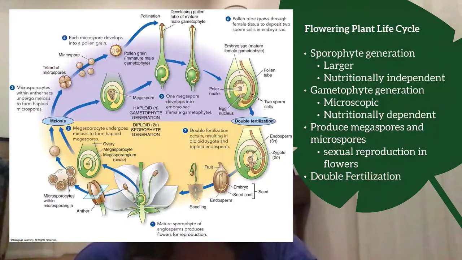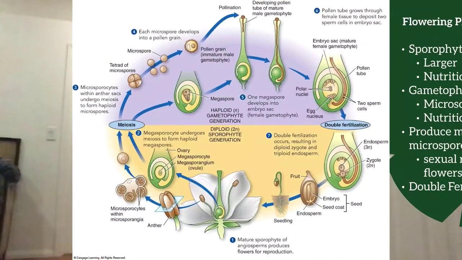The flowers are the sexually reproducing organs. And now we're going to see something called double fertilization. So this will be easier to explain as we go around the cycle. If we start at the bottom with the big flower, you see the number 1. So the mature sporophytes will produce the flower, the sexual reproductive organ of the angiosperms.